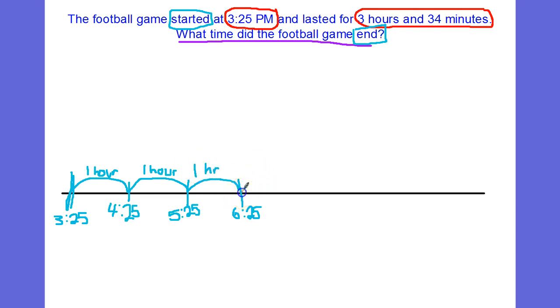Now we have 34 minutes here. So how do I figure out what my end time is when there's 34 minutes? Well, you're going to have to add your minutes to your time. Okay, so I have 34 extra minutes, and I already have 25 minutes in my hour. So if I add 34 to 25, what am I going to get?